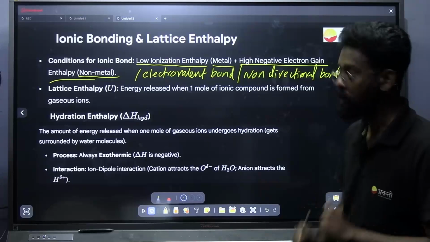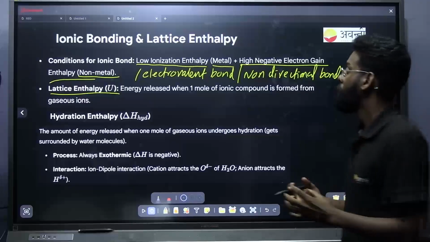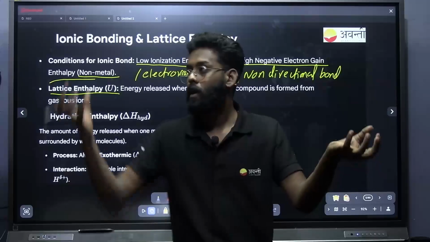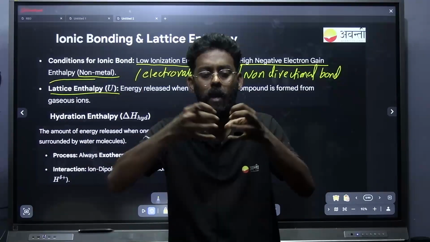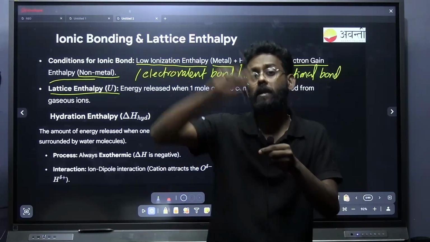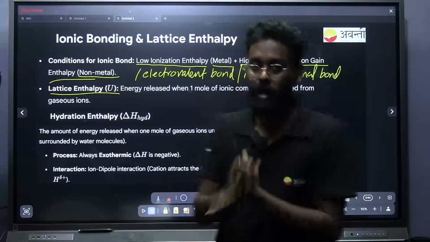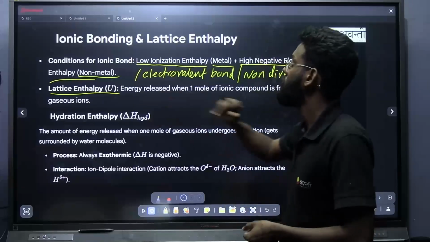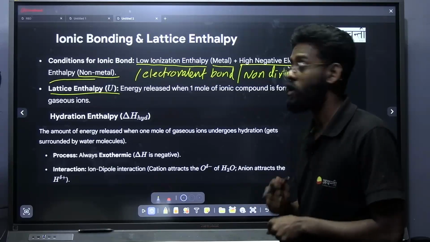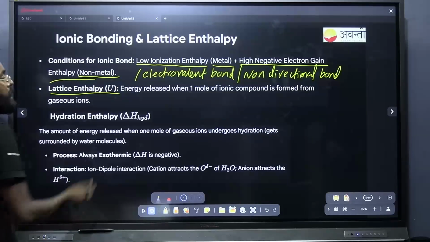Now lattice enthalpy. What is lattice enthalpy? If I am making an ionic compound, I will take a cation and an anion. They come together through the electrostatic force of attraction, and the energy released when they come closer to each other is called lattice enthalpy. Lattice enthalpy tells you the strength of an ionic bond. Higher the lattice enthalpy, higher the strength of the ionic bond.